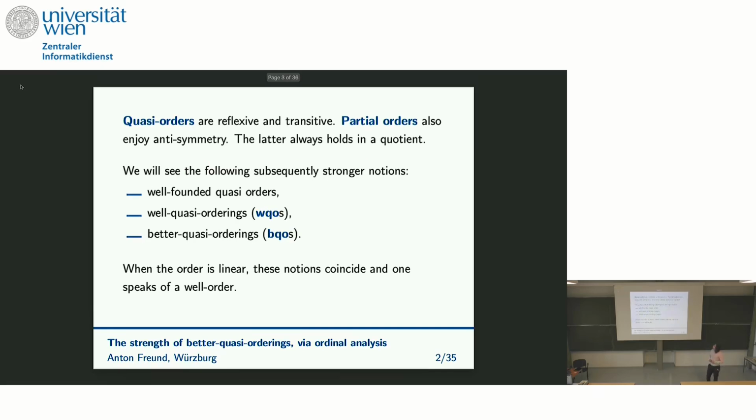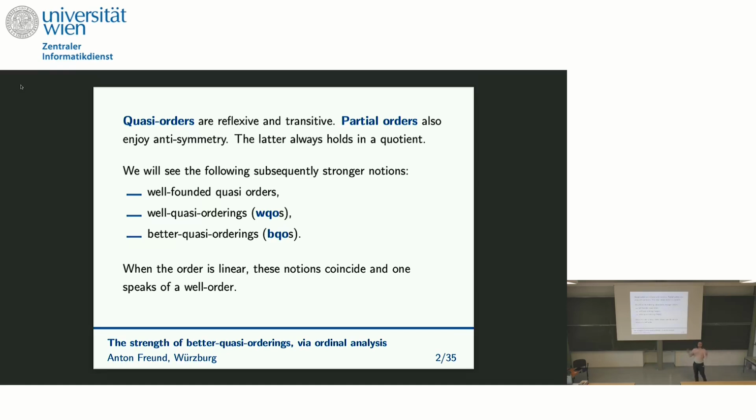Good. So better-quasi-orderings, the first thing to say is probably what a quasi-order is. It's a relation that is reflexive and transitive. It does not need to be antisymmetric. If it's antisymmetric, then it's called a partial order. And one example that you could keep in mind is maybe the embeddability relation or some embeddability relation on graphs.